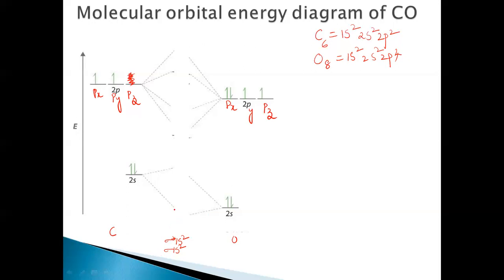Here 2s will combine, resulting in the formation of sigma 2s and sigma star 2s. This is the bonding and anti-bonding molecular orbital. So 4 electrons here will get filled up here, and then for the combination where pi are lower in energy when compared to that of sigma, first there are 2 energy levels and then a single energy level.